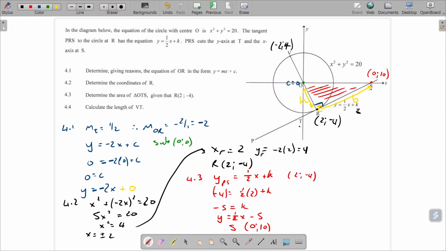The length of OR will be the square root of 2 squared plus minus 4 squared, equals the square root of 20. The length of SR will be the change in x squared. So the change in x is, sorry, I've done it the wrong way around there in the previous one. I apologize. The change in x here is, again, I hope you guys are screaming at the screen because it's not 0 and 10, it is 10 and 0.